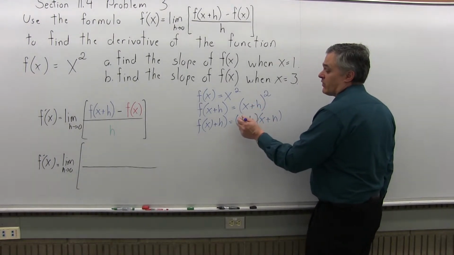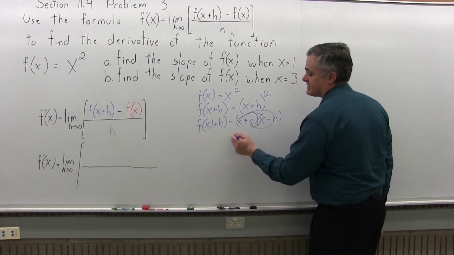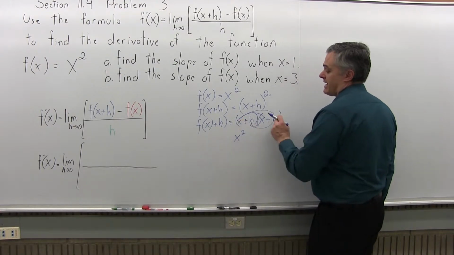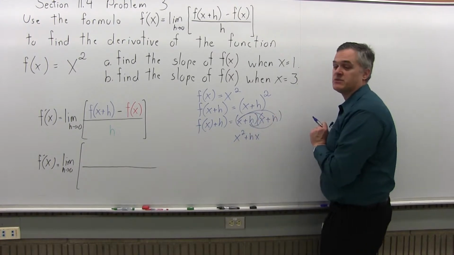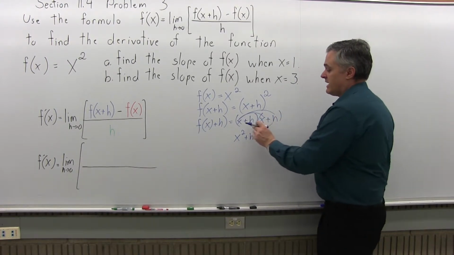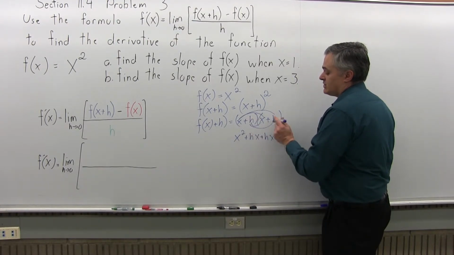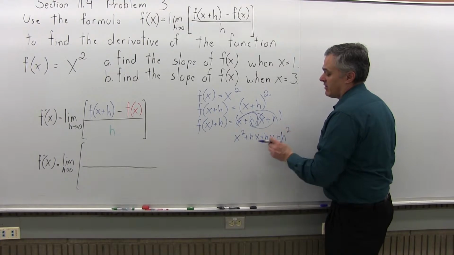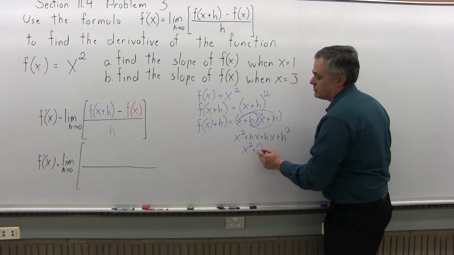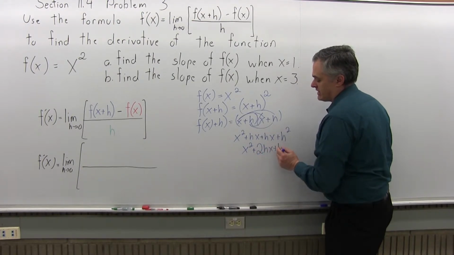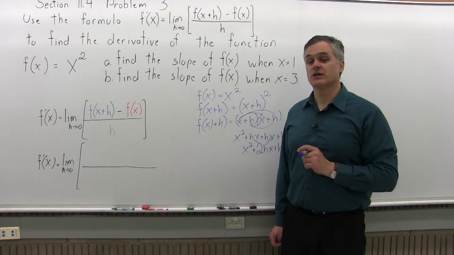So I have to do out that FOIL, first, inner, outer, last, like that. So x times x is x to the second power. X times h is hx. So that takes care of the x. I multiplied times both pieces in the second set of parentheses. Now the h times x is hx. And then h times h is h to the second power. And I have two hx's, so I can say that I have x squared plus 2hx plus h squared. Again, I have an hx in 2 different spots I combine to make 2hx.